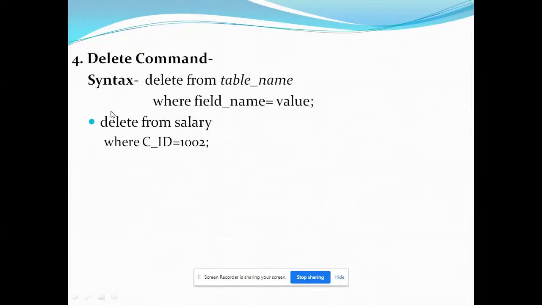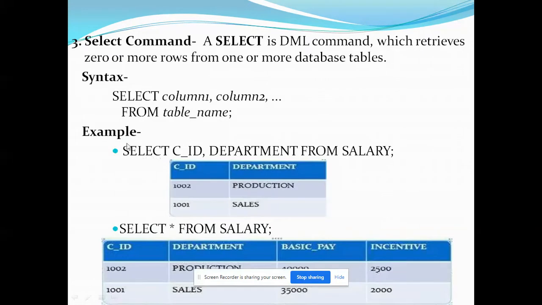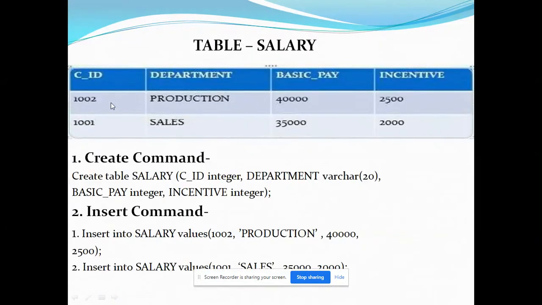So for that, what I will do, I will write delete from table name is salary where CID is equal to 1002. As I will run this query, this record, the first record of this table will get deleted.